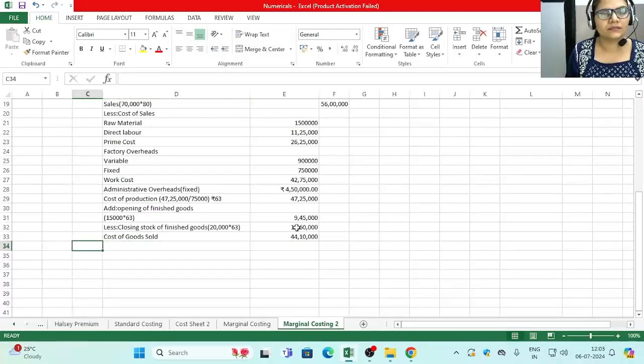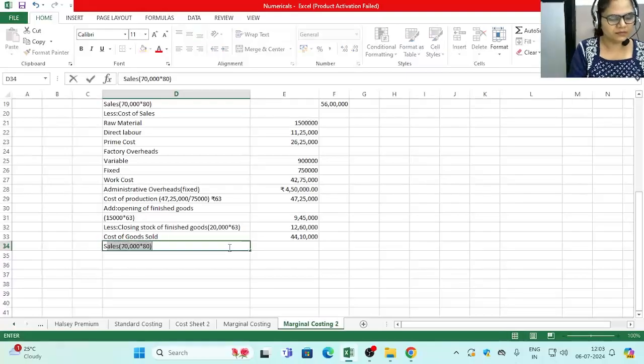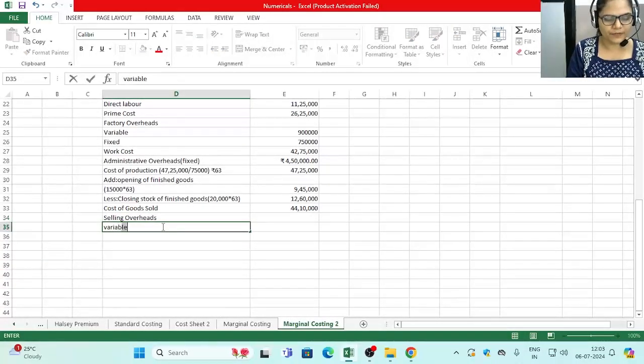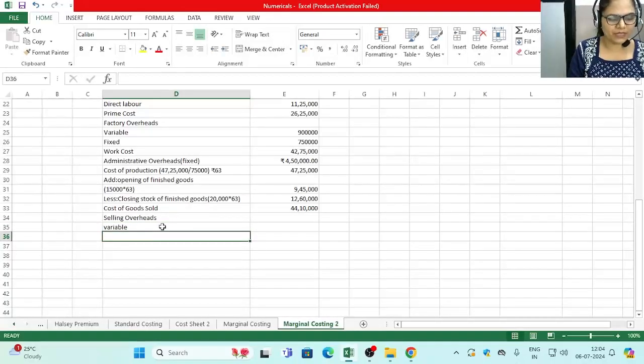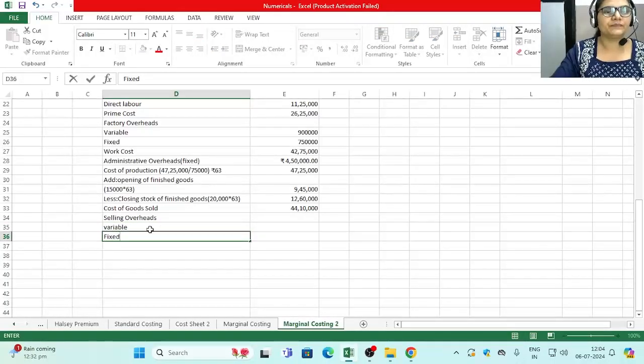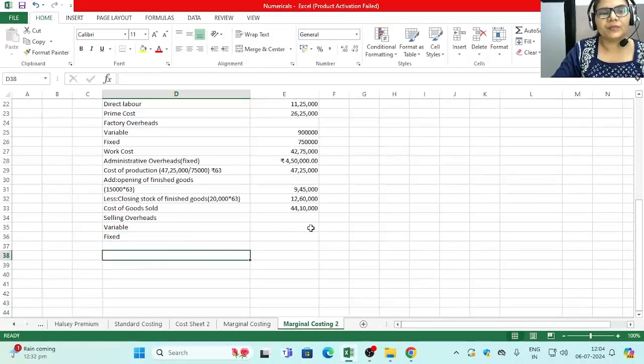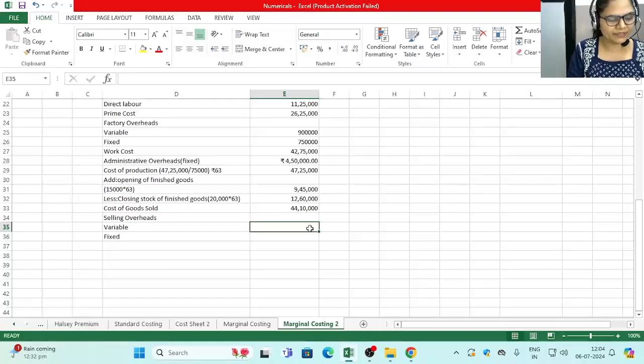Next, selling overheads. Selling overheads are variable and we have to calculate as fixed. Variable overheads are given as 3,75,000 and fixed are given 3 lakh.